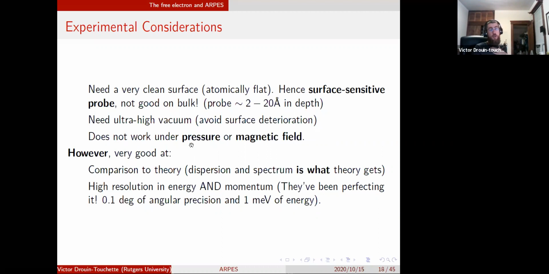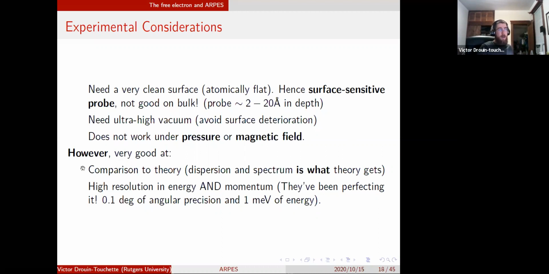Another challenging thing is that ARPES does not work under pressure. We'll get back to that at the end of the talk. It doesn't work under pressure because to apply pressure on something, you typically have to put it in anvils, so you can't really shine light into something if it's stuck between two anvils. That's always been a problem. And with magnetic field, the problem is if you put a magnetic field on the material, you also put a magnetic field on the electrons that are being ejected out of the material. So that's a complicated thing. If you put high magnetic fields on the material, which is usually what you want to do to get the effects that you want, the electrons coming out will just swirl back and go back into the material. So you're not going to collect anything, and it's going to be really weird.